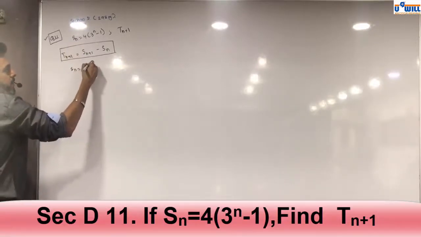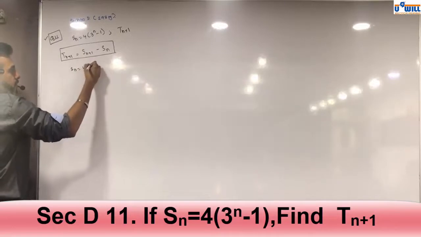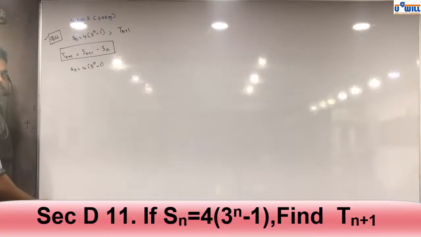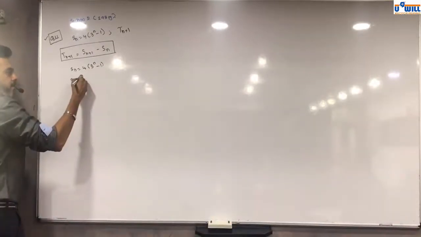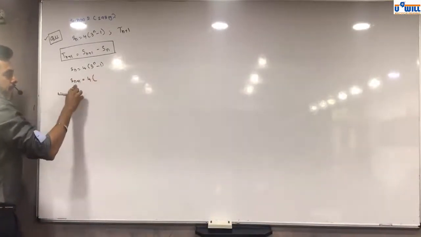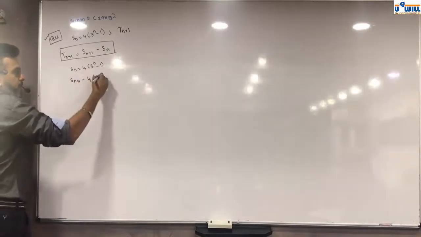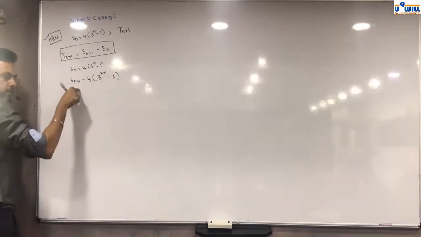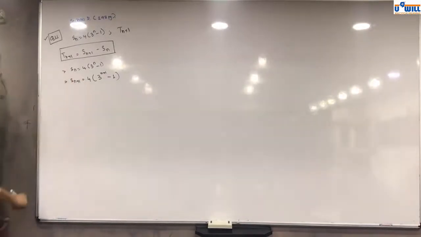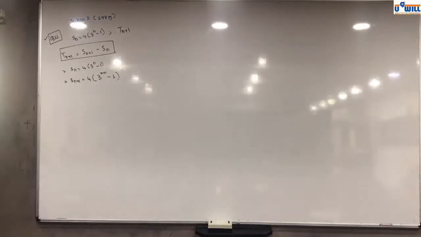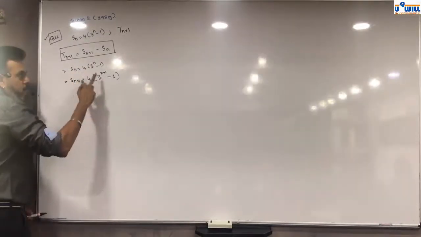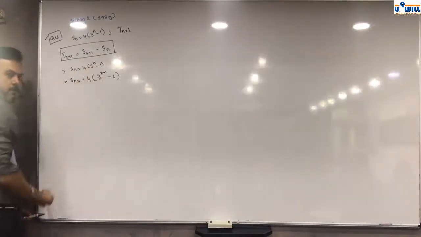Sn is equal to 4 into 3 raised to n minus 1. Sn plus 1 is equal to 4 into, ये n plus 1 है, तो ये भी हो जाएगा n plus 1 minus 1. All of you understood this step and this step? इसमें कोई प्रॉब्लम है कि कैसे आया? सबको पता चल गया? N is substituted with n plus 1. This and this. Got it?